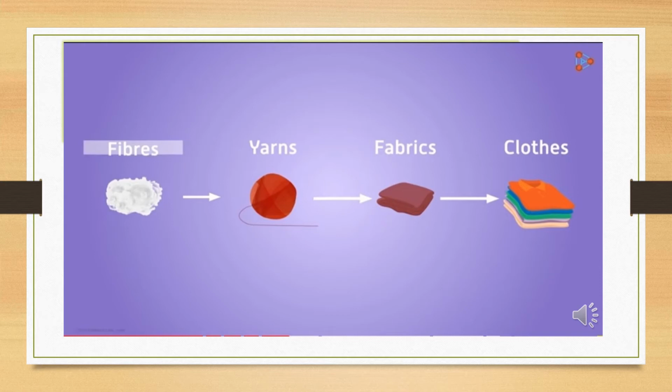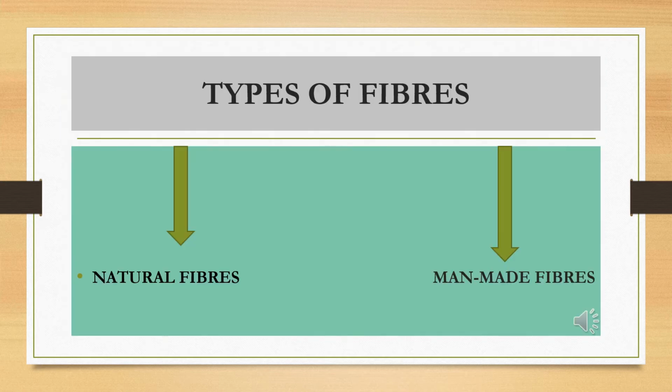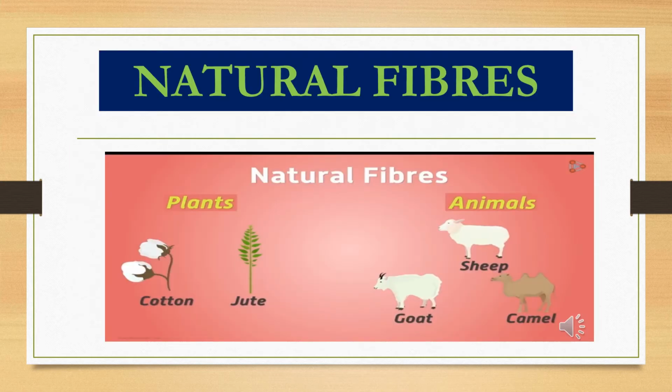Okay, children, we need to understand the types of fibers. Basically there are two main types of fibers, that is natural fiber and man-made fiber. Natural fibers, children, as the name suggests, are obtained from natural sources, or we can say fibers that come from either plants or animals are called natural fibers. Cotton and jute are plant fibers, while silk and wool are animal fibers.